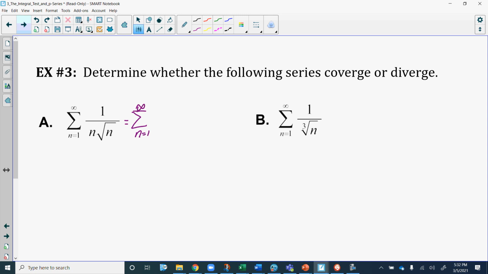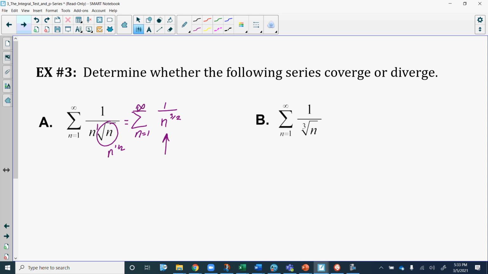So if I look at this as n to the 1/2 power, this is n to the 1 power. So this works out to be, adding your properties of exponents there, 1 plus 1/2 gives me n to the 3 over 2 power. Okay, now this is a p-series.